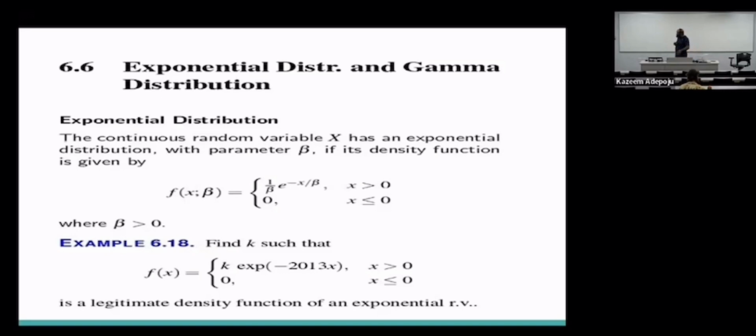So the parameter in the distribution is what we call beta. That is the shape of that distribution. You can see beta has to be greater than zero. It has to be non-negative. Now, you can take a look at the example: find k such that f of x is a legitimate density function of an exponential distribution.